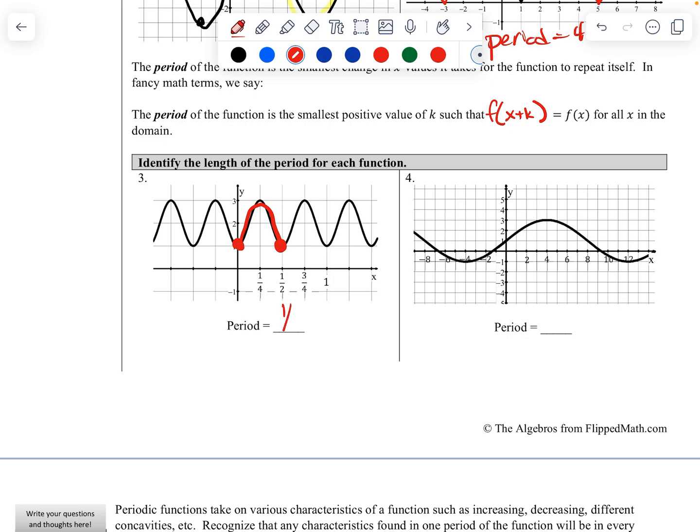Cut, copy, and paste. So half. You don't have to start there. You could say here. Let me try that in blue. Let's say I started here. Now, is this just the full length of a period? I'd say no, because it has to do high and low.